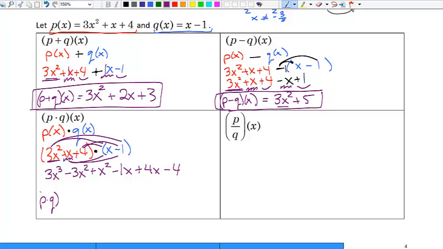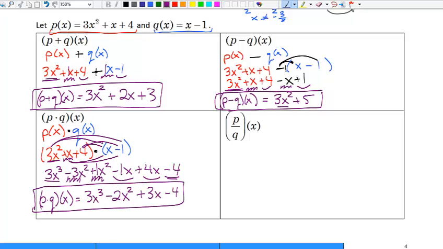So p times q of x, when I combine my like terms, 3x cubed doesn't have any like terms, minus 3x squared plus x squared. Don't forget there's a 1 there, so I'm adding my coefficients to get negative 2x squared. Notice the x squared stays the same when we're adding. Minus 1 plus 4, that's plus 3x. And then minus 4 doesn't have any like terms, so that comes down as well. So my final answer of p times q of x is 3x cubed minus 2x squared plus 3x minus 4.